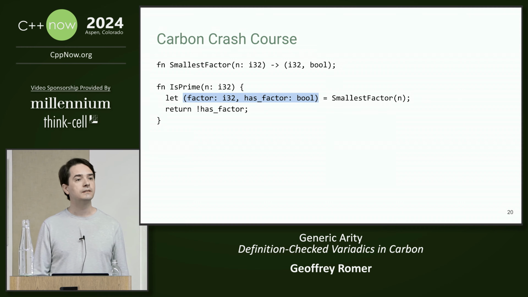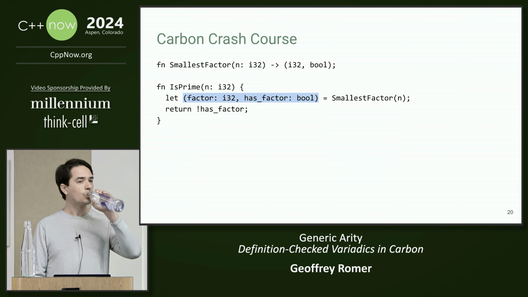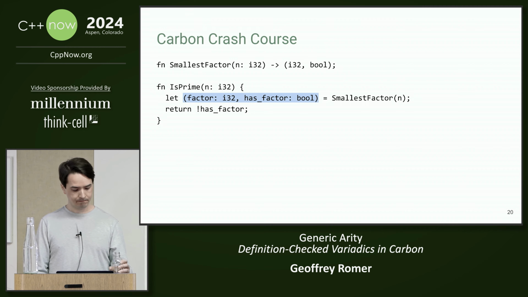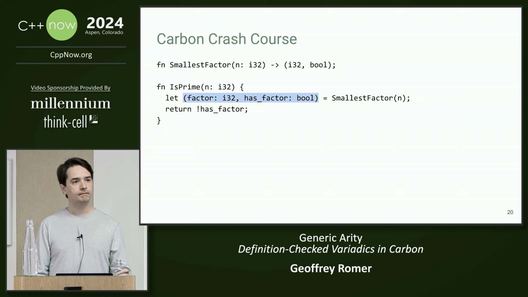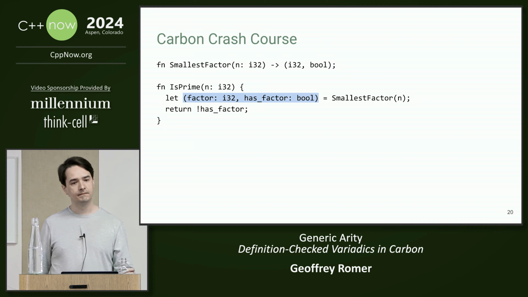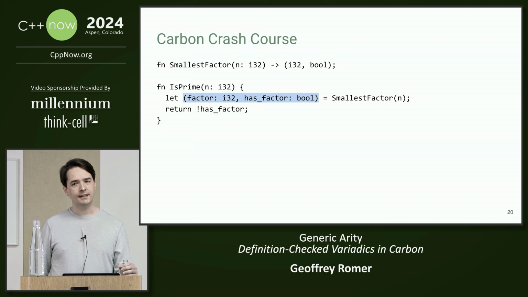Yeah, so when you call a function like this, do the return values travel through a fixed layout tuple type, or does the language actually take the pattern and merge it into the called function and directly initialize the separate variables of factor and has factor? I don't think we've really determined that yet.